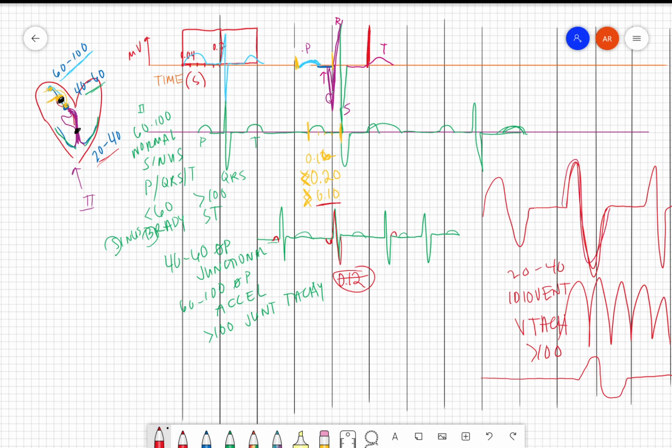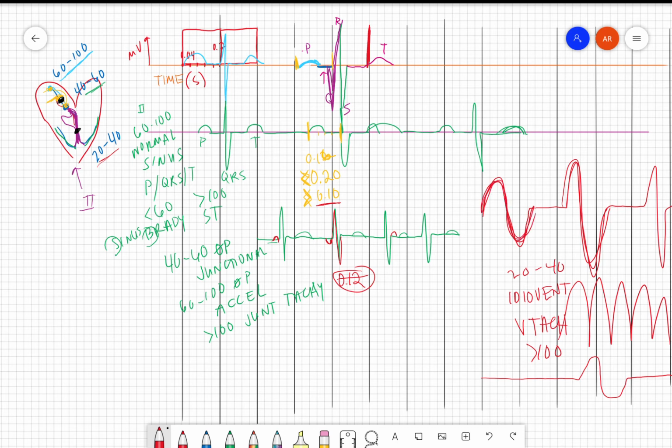Okay, so we've established that it should be skinny. If it's not skinny, then the electricity is probably coming from the ventricle. If it's not skinny, it would look something like this. If it looks somewhat like that, there might be a bundle branch, but if it looks like this, it's for sure ventricular. Okay, so we've established that.